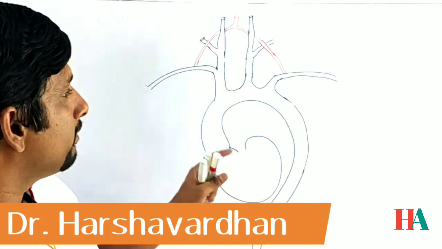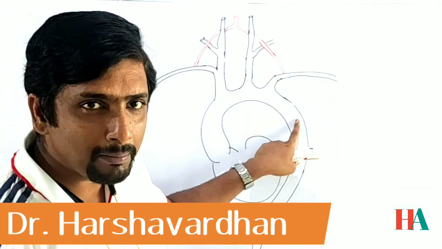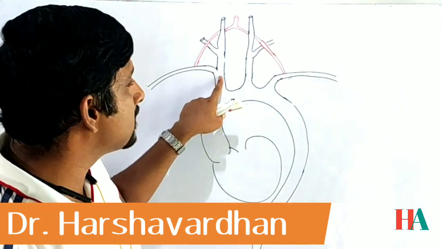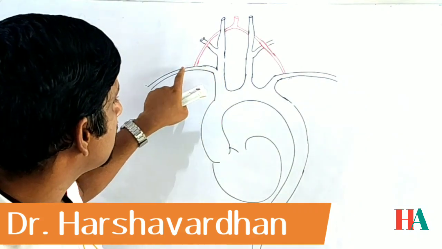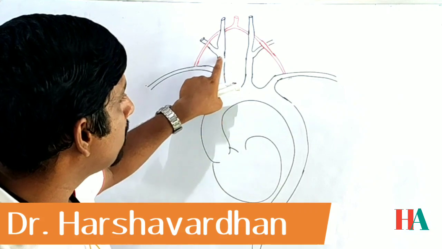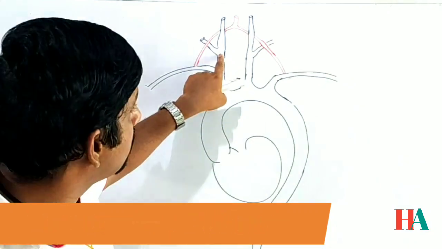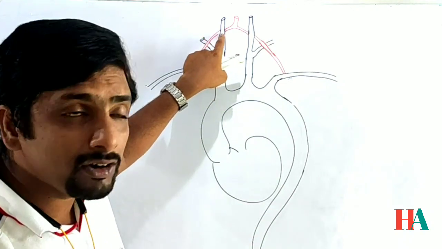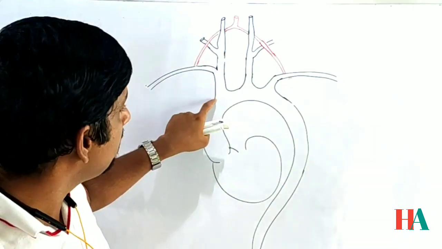See the heart, this is the left ventricle. Through the aorta, blood is going to be pumped up. From that there is a brachiocephalic trunk, then there is a subclavian artery, then the common carotid artery. Again, the common carotid artery is going to divide into external and internal carotid arteries. These concepts we also know already.